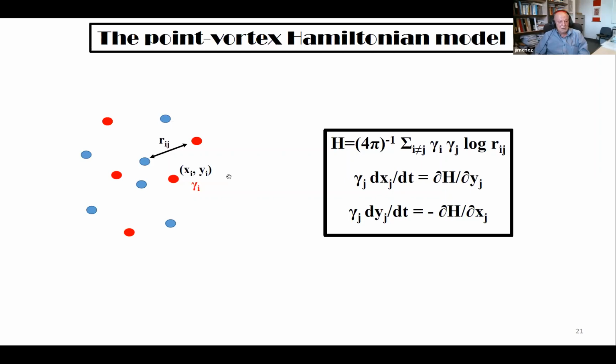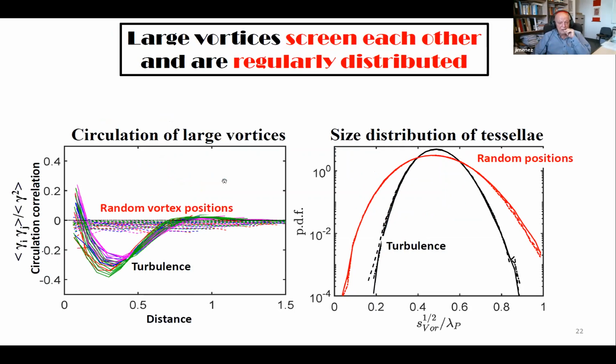And then you say, well, is this going to create a crystal? Well, okay, we had two diagnostics for the crystals in turbulence. One was the screening, the thing that whenever you have a positive vortex, the next partner you see is a negative vortex. And this is for turbulence. And then there was the size distribution of the cells in the Voronoi tessellation, the difference between the width of the distribution of turbulence and the width of the distribution of the random positional vortices. So you repeat this for the evolution of the Hamiltonian system.